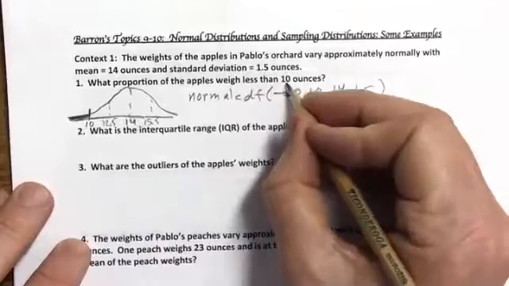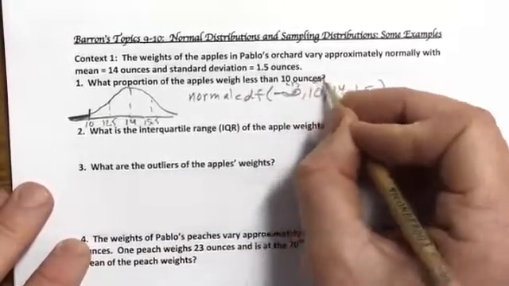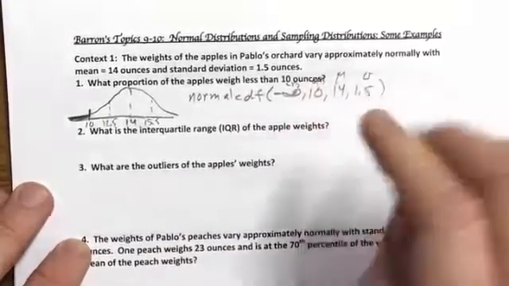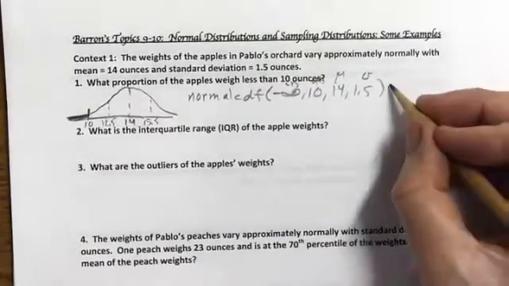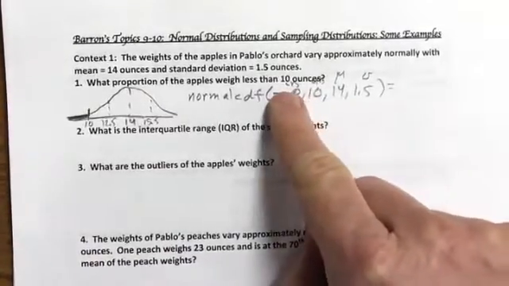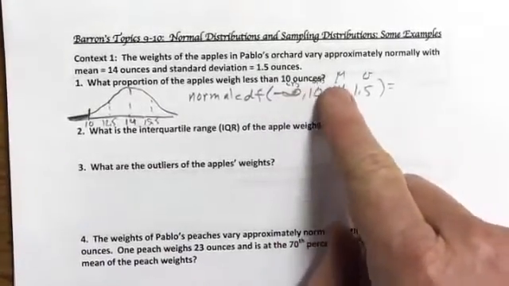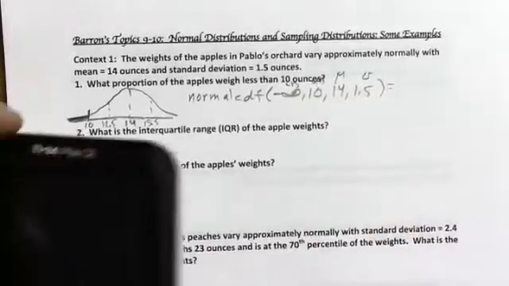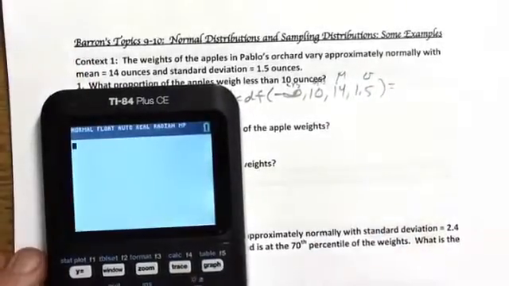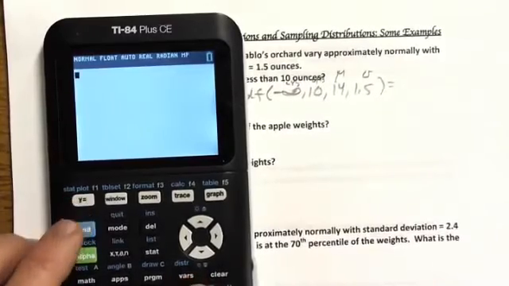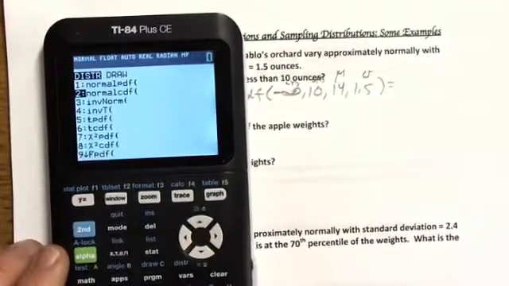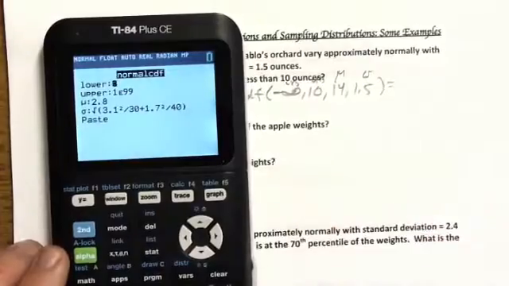To show your work, you have to go lower bound, upper bound, mu, and sigma. You got to do that every time. Now, I'm not going to do it every time in this video just for the sake of time, but you need to write LB for lower bound, UB for upper bound, mu and sigma for mean and standard deviation. And of course, normal CDF is in your distribution menu, which is right above the VARS button. So if you go second VARS, which is distribution, normal CDF, negative infinity.